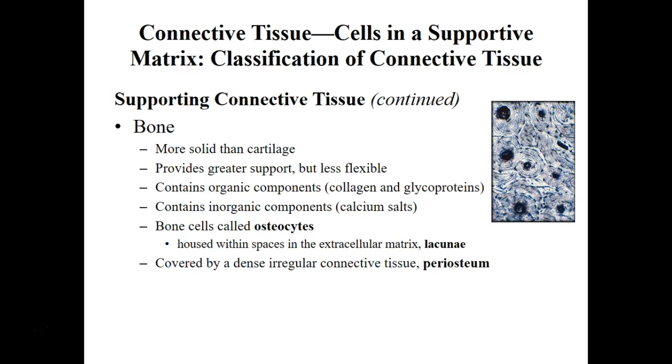Bone is another supporting connective tissue. It has a solid matrix. It's highly vascular, and it also has a lot of nerves that run through it. So it has good innervation, and it has a lot of nutrients that always move in.